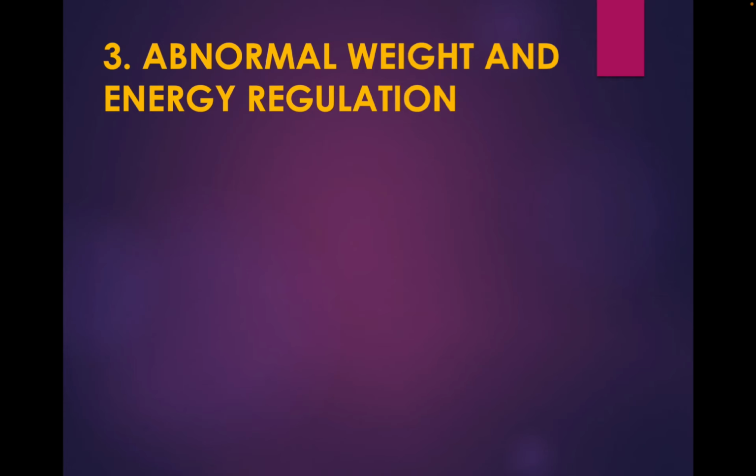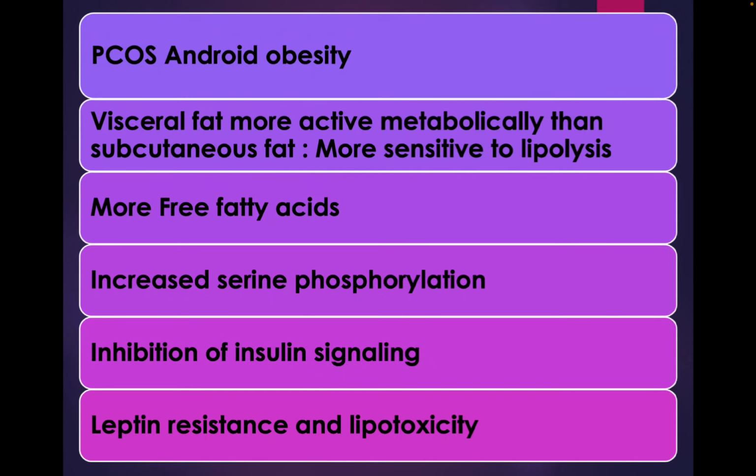Then coming on to abnormal weight and energy regulation. As we have always seen, there is a category of obese PCOS patients. If we categorize PCOS, there are two kinds: lean PCOS and obese PCOS. 80% of the PCOS patients are obese and 20% are lean. Even in the lean patients, the abdominal circumference will exceed that of patients who do not suffer from PCOS. So how does this weight lead to problems in these patients?